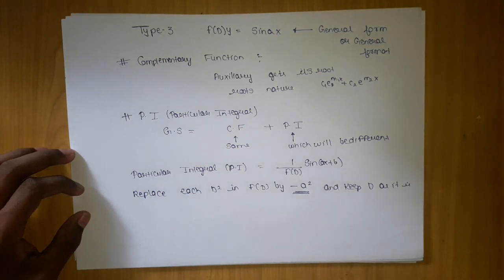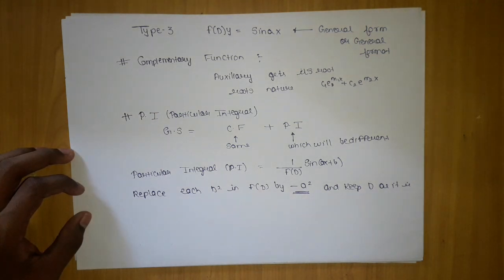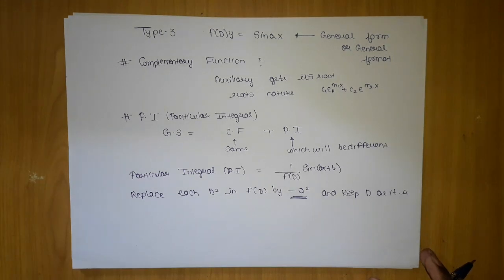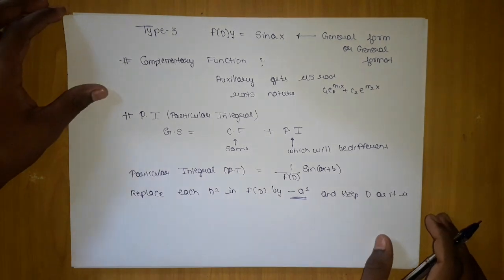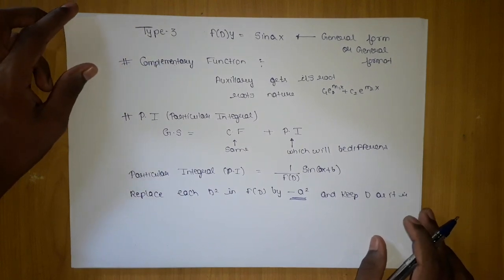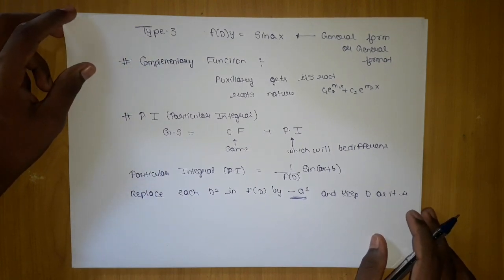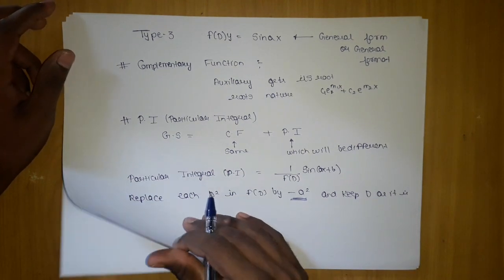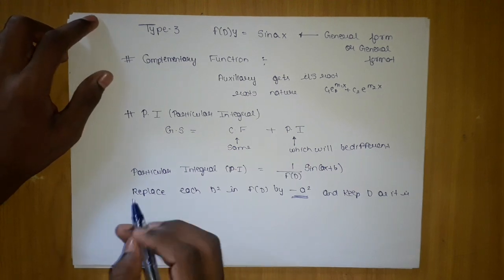In f of D y equal to e to the power ax, we directly substituted or replaced D by a. But here we are going to replace only D square by minus a square, and we are not going to touch the D. So that thing you have to keep in mind. Now let's understand the cases in which you will try to solve this problem. After substituting D square by minus a square, there can be cases. Let's understand these cases and get a deeper understanding of this topic.